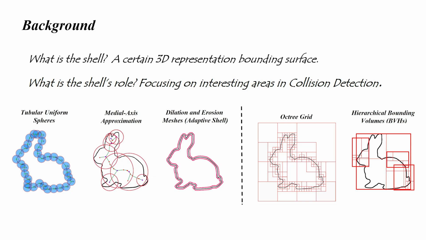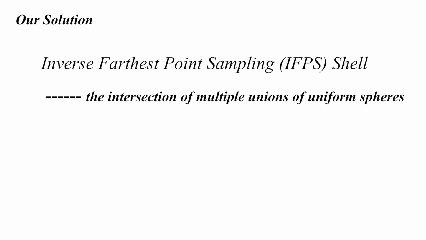The shell is defined as a certain 3D representation bounding surface. The shell's role is focusing on interesting areas in collision detection. Our solution to shell is inverse farthest point sampling, IFPS, which results in the intersection of multiple unions of uniform spheres. It has several unique advantages.